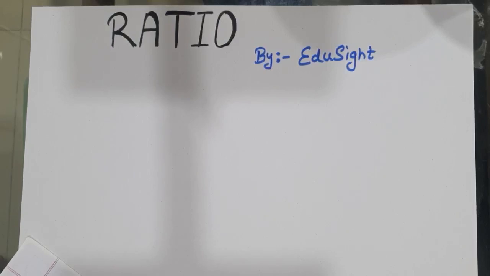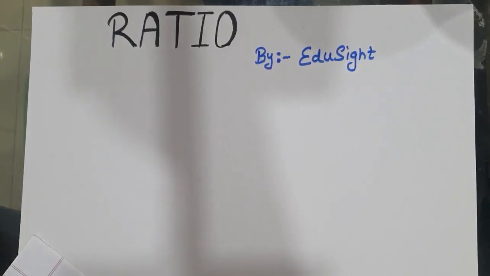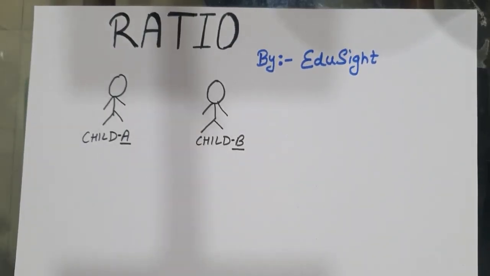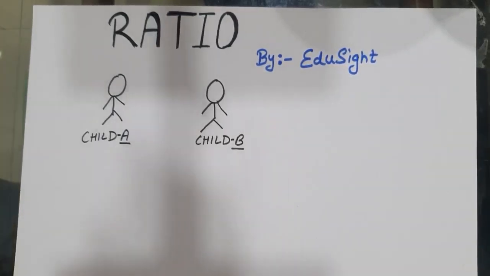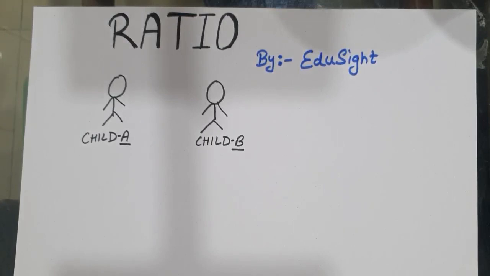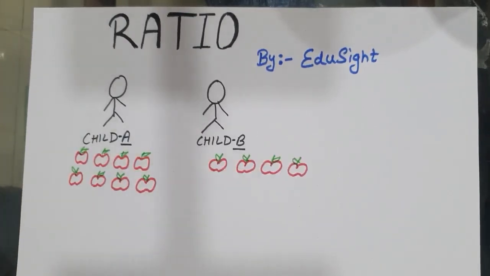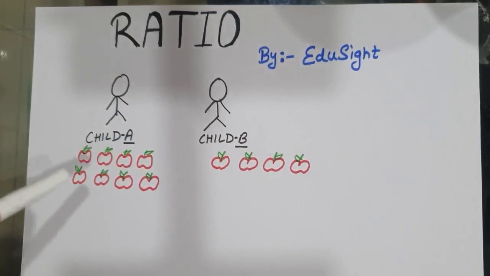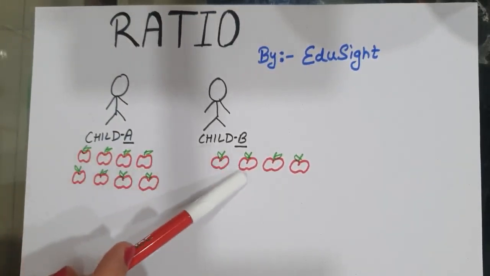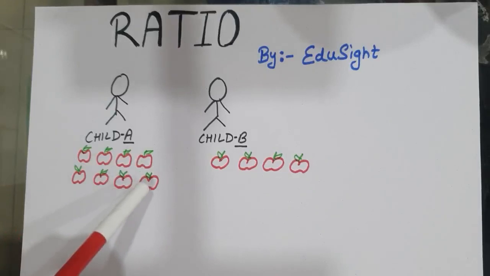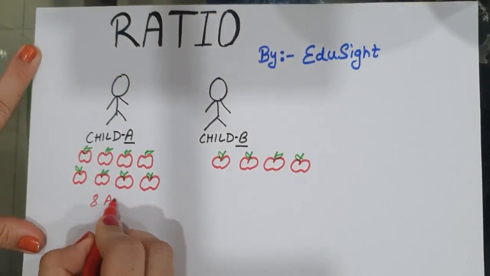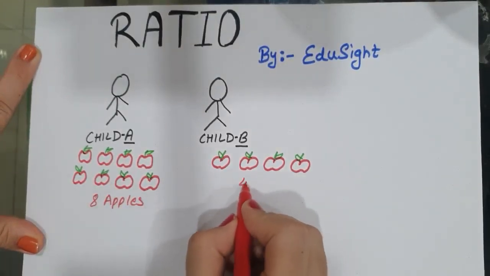So, the topic for today is ratio. Let us understand this concept using a live example. Let us suppose there are two children. One is child A, another is child B. Both the children have few apples with them. One is having 8 apples, other one is having 4 apples.